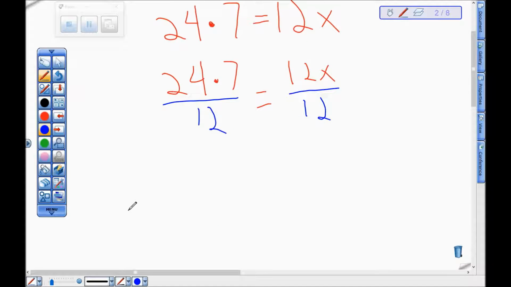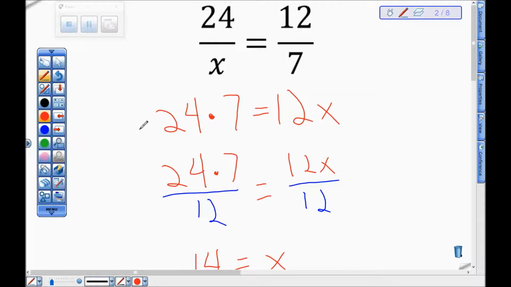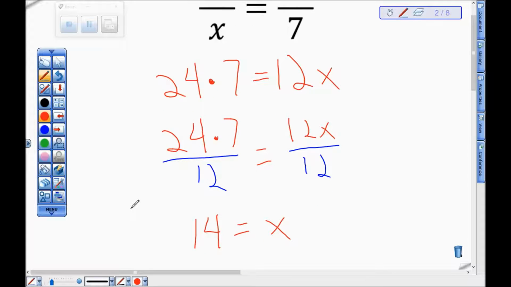Now, either using your calculator or using the fact that 24 divided by 12 is 2, and 2 times 7 is 14, you should get here that 14 is equal to x. Okay, so I've got 14 equals x. I can peek back in my original equation. 24 divided by 14 would certainly simplify to 12 over 7. So 14 is my solution for x. If you're not sure where the 14 came from, take out your calculator, take 24 times 7, and divide that by 12, and you'll get 14.